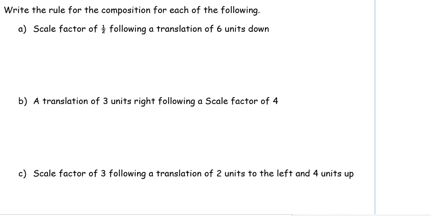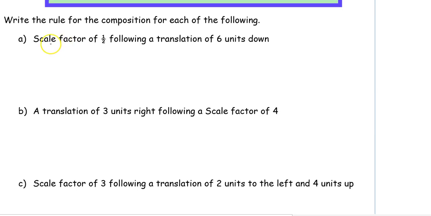So let's go ahead and try to write some of these rules for our composition. A scale factor of 1/2 following a translation 6 units down. So this is telling me that I have a dilation of 1/2 following a translation 6 units down. So there's no movement left, right. I'm just going down 6 units. So when you write this notation, you write it in the order that you read it. Dilation of 1/2 following translation 6 down. The confusing part is I do this first and this second.